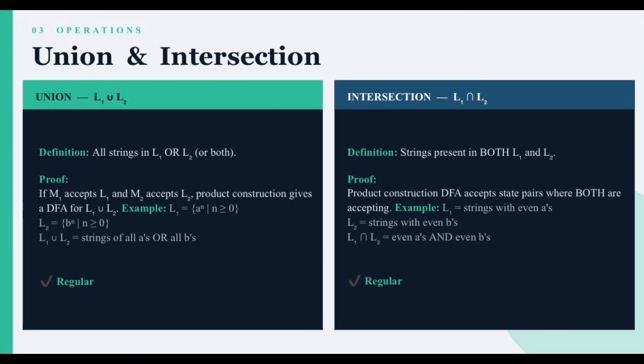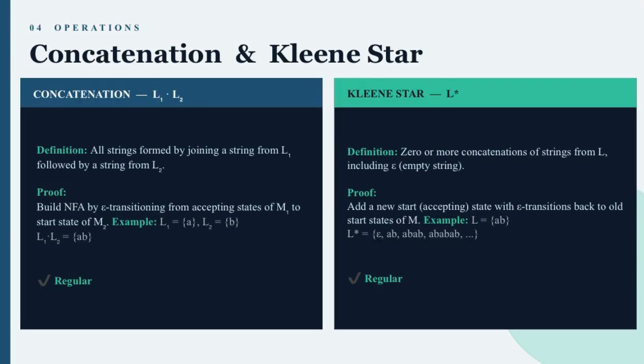Now intersection. The intersection L1 intersection L2 contains strings that are in both L1 and L2. The proof is similar, product construction. But this time we accept only when both machines are in an accepting state. Example, L1 is strings with an even number of A's and L2 is strings with an even number of B's. The intersection gives strings with even A's and even B's. That's also regular.